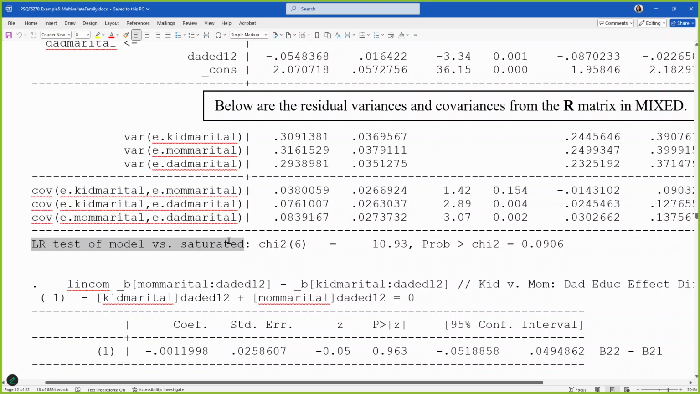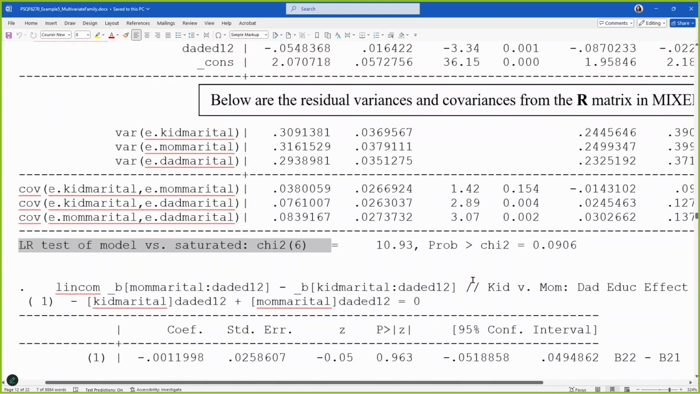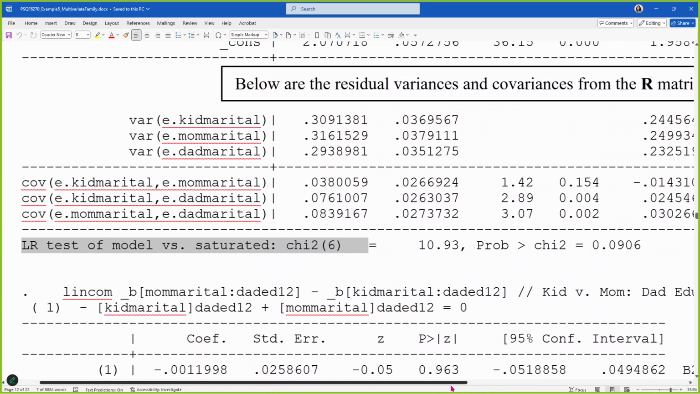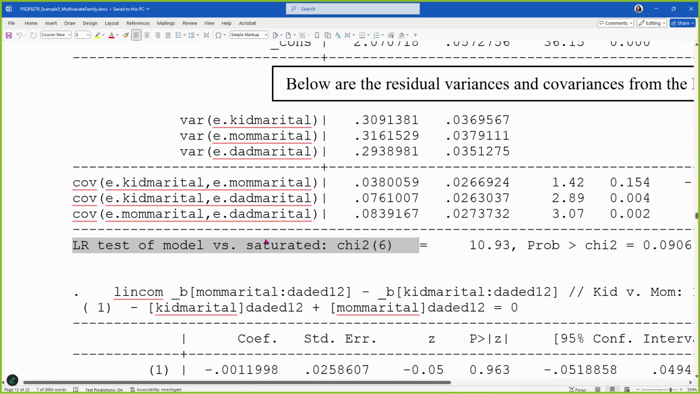LR test of model versus saturated, chi-square with 6 degrees of freedom. Chi-squared test for the likelihood ratio test, yes? Yep. So let's take this apart. LR test of model versus saturated. Saturated means the perfect model. That is going to be the tallest the data can do. Every mean, variance, and covariance separate. So this is a likelihood ratio test of the height of my model versus the perfect one. And in parentheses here, that's my model degrees of freedom. That means I left out 6 things.